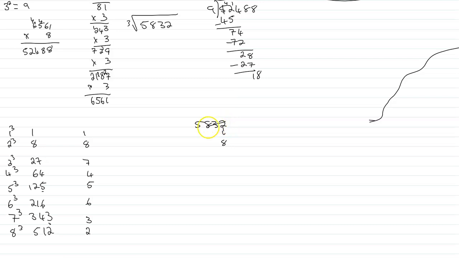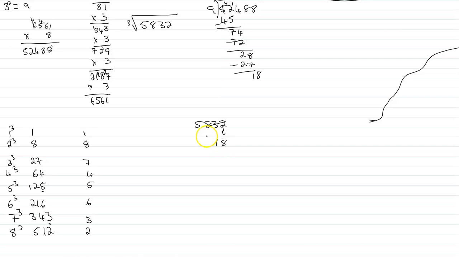So now we're looking for a number that is closest to 5, not bigger than 5, but closest to 5. So let's look at our numbers here. We have 1 and then we have 8. 8 is bigger than 5. We can't take 8 because it's bigger than 5. So we need to take 1. And what is the cube root of 1? 1. So then you put 1 there.